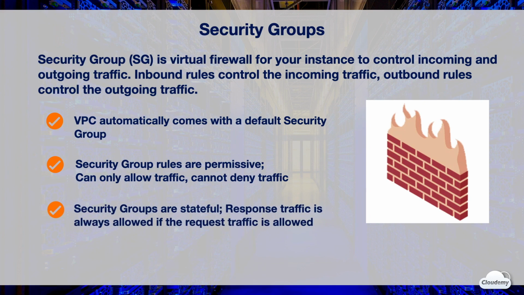Security groups are stateful. Response traffic is always allowed, if the request traffic is allowed, regardless. For example, if your instance sends a request to a target destination, the response traffic from the target is allowed to flow into the instance, regardless of inbound security group rules. Response to the allowed inbound traffic is also allowed to flow out, regardless of outbound rules.